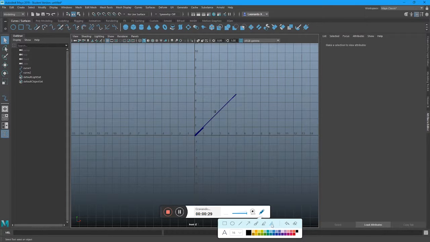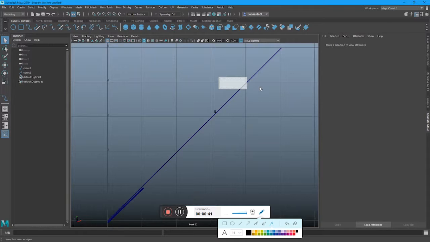Okay, and let's suppose that the vector A is equal to 3, 4, and 0.